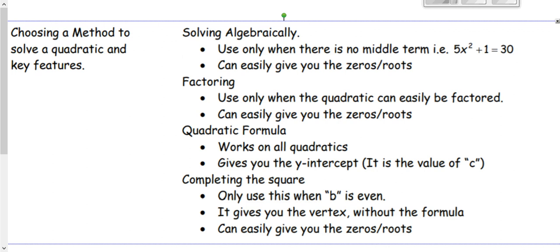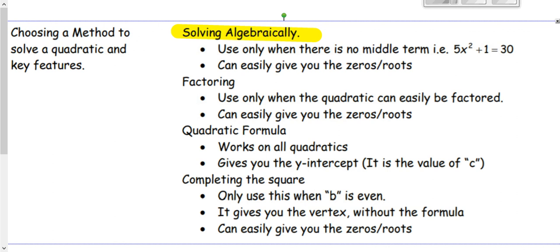All right, so let's take a look. We are also going to be talking about the different ways that you can find some of these features, specifically the 4 different methods that you have talked about in Unit 7. Solving algebraically, I believe that was lesson 1, where we're just using our inverse operations. We usually do that when there's no middle term, so when you're missing your b value, or b is 0. And when you do that, you can easily find the roots because you're solving for what is x.